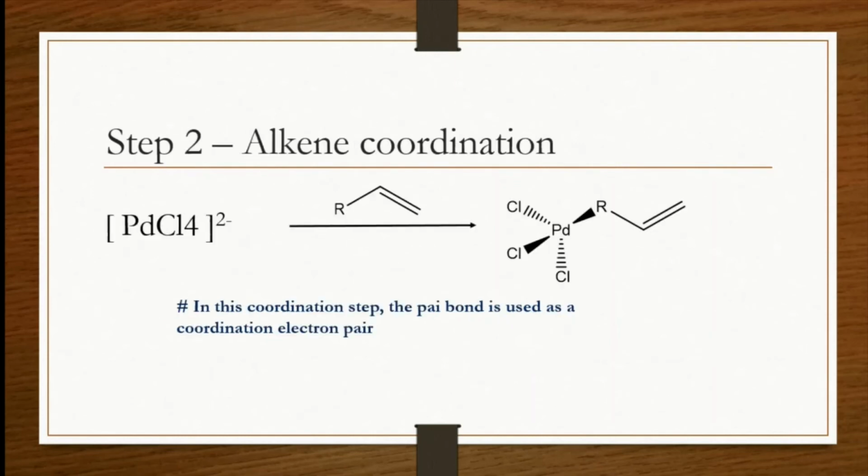In step 2, alkene coordination happens. Coordination means sharing electrons with that metal. The PdCl4 will react with the terminal alkene. In the Wacker process, we must use a terminal alkene. The pi electrons will coordinate with the metal and form a new coordination.